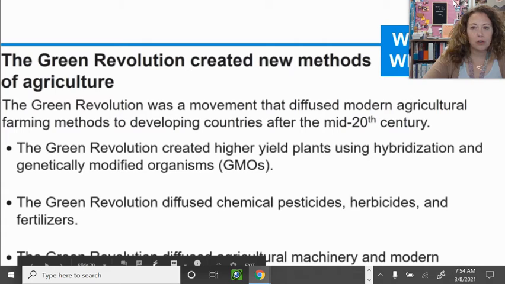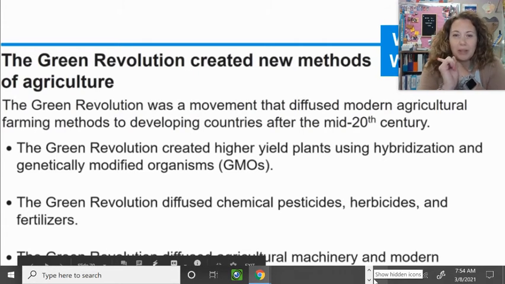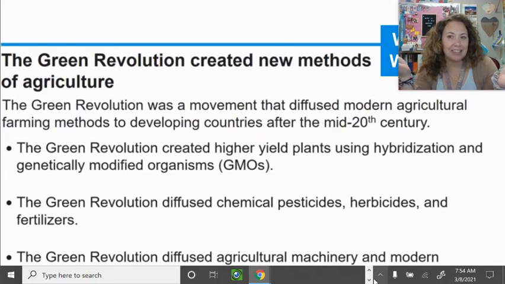Okay, the Green Revolution created new methods of agriculture. So again, biggest probably of this is using hybrid crops. So you blend two crops together to make a super crop. And then GMOs, those genetically modified organisms. And in reality, when you're blending two crops together, a hybrid, isn't that a GMO, right? Like you might not have been chemically rewriting its DNA, but you certainly were messing with its DNA by hybridizing them, okay?